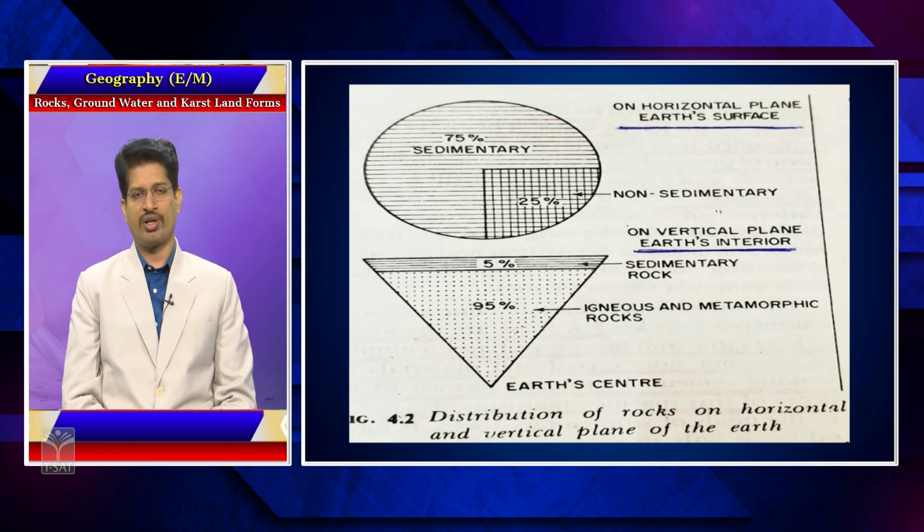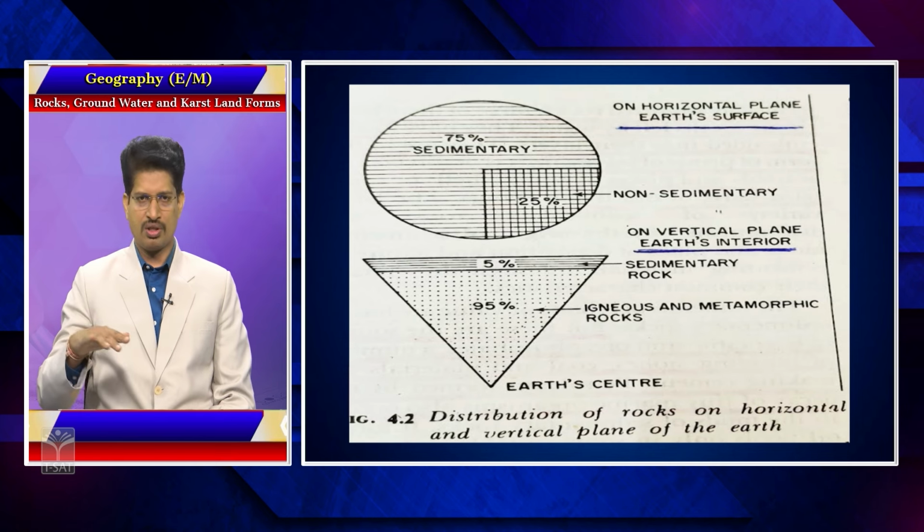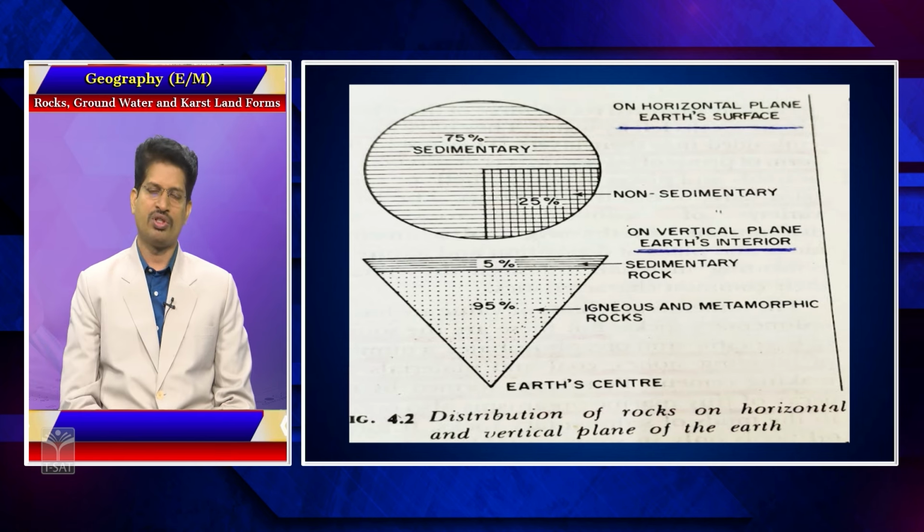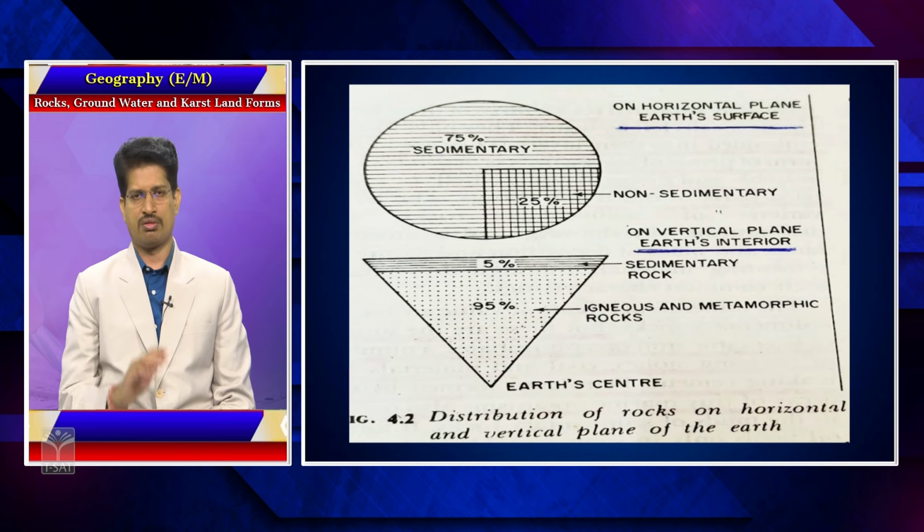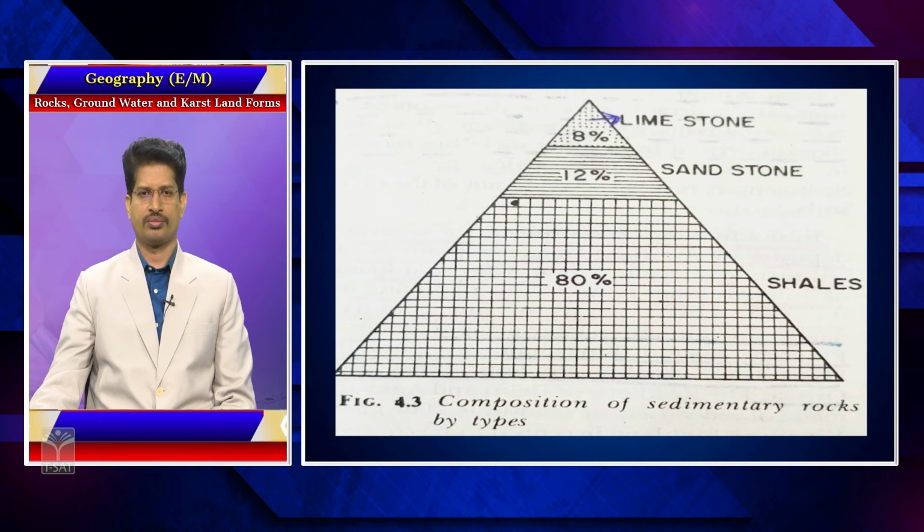Even a question can be framed on this basis, in terms of horizontal extent and vertical extent, on the availability of these 3 different types of rocks. You need to keep this in mind. Out of the sedimentary rocks, the composition is 8% limestone, 12% sandstone, and 80% shale.